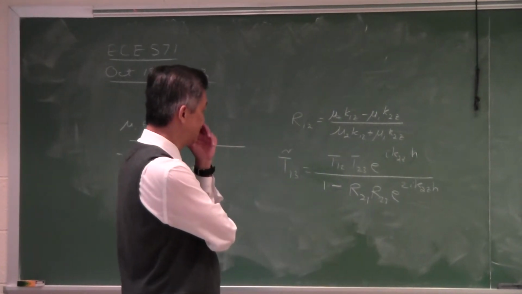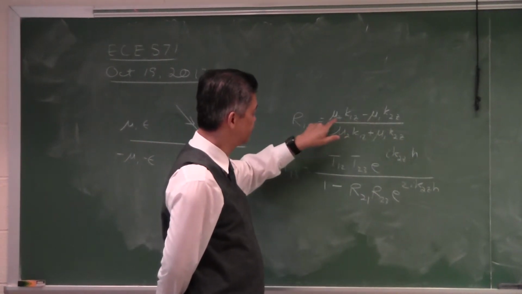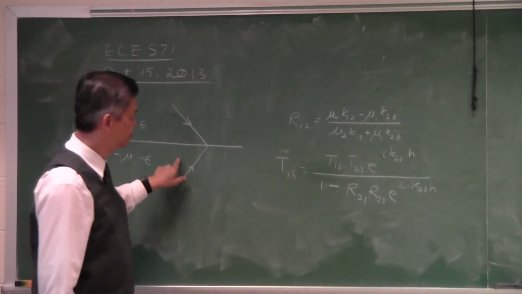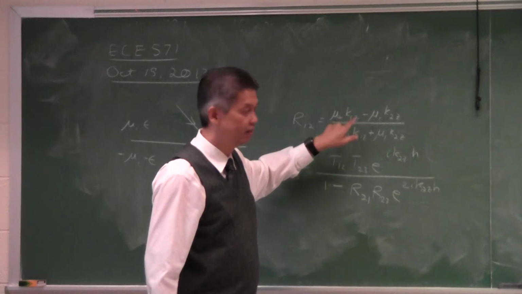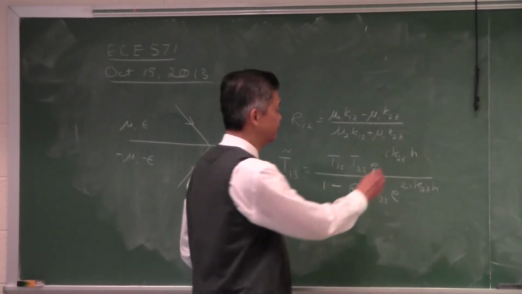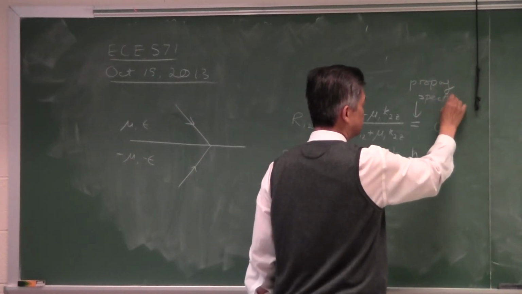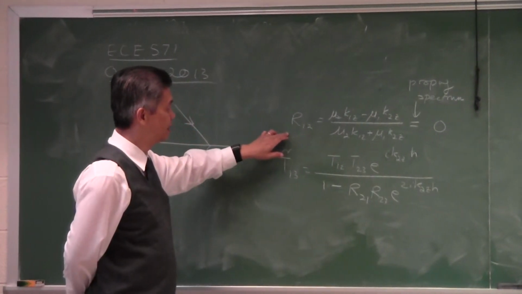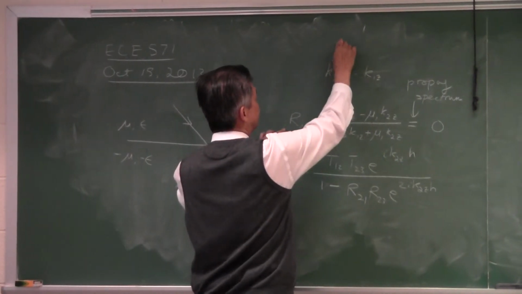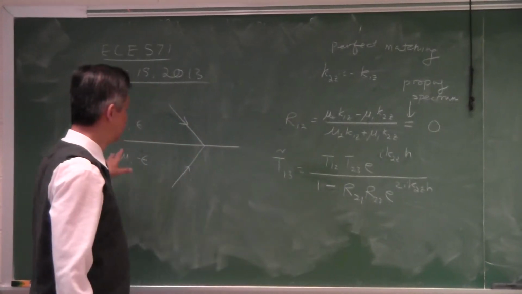What happens is that there are two scenarios. If mu2 equals mu1, or mu2 equals negative mu1, then in this scenario, which is a propagating spectrum, k2z should be the negative of k1z. So the difference in sign cancels, and then this is 0 for the propagating spectrum, with k2z equal to minus k1z for perfect matching. That should be the scenario for this case.